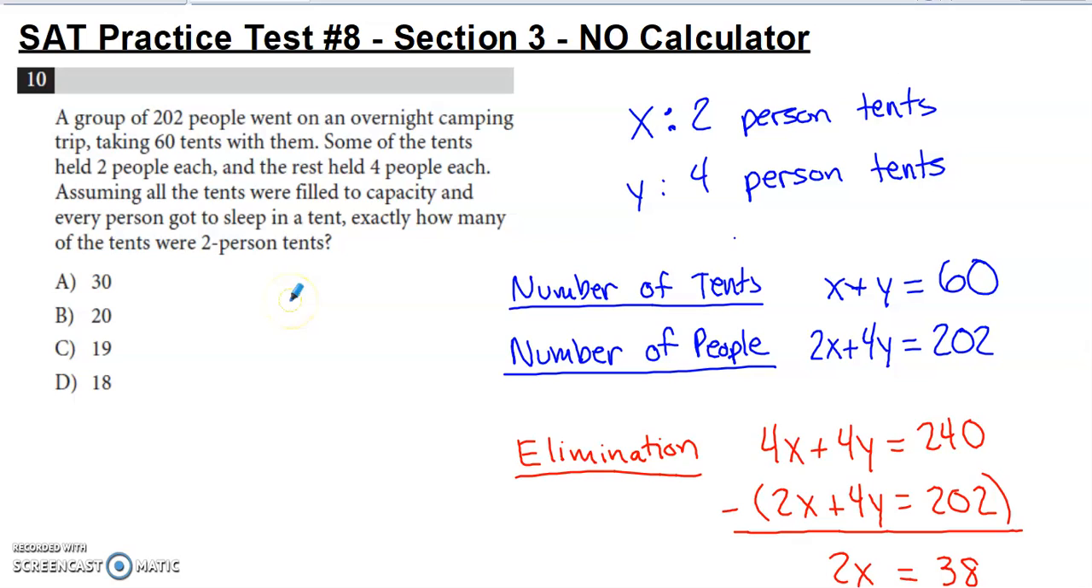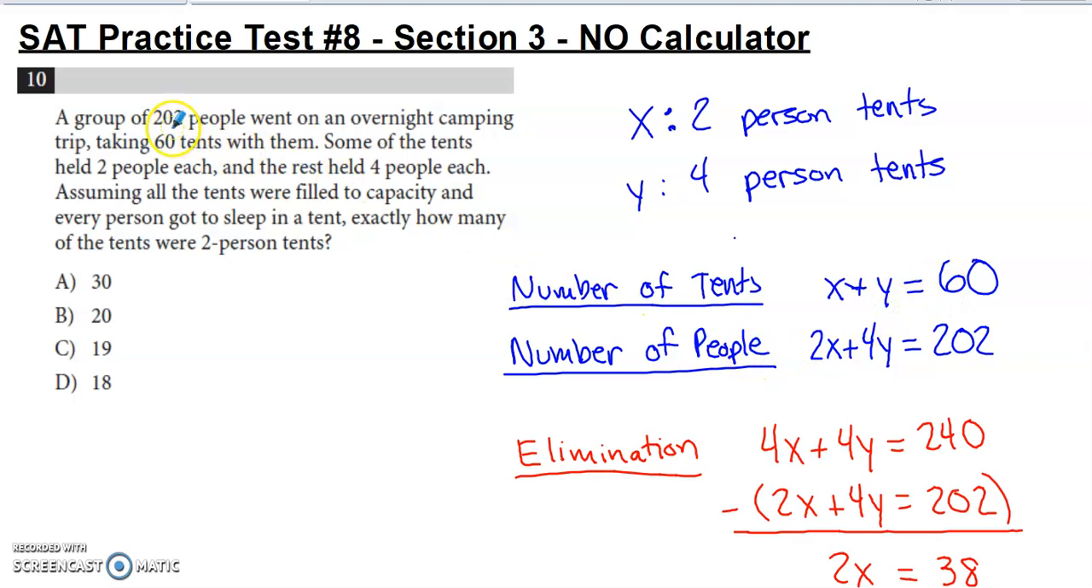Assuming all the tents were filled to capacity and every person got to sleep in a tent, exactly how many of the tents were 2-person tents? So what I think is, well, the two things that I don't know here are the number of 2-person tents and the number of 4-person tents. So I just picked x for the number of 2-person tents and y for the number of 4-person tents. I know the total number of tents that they take is 60. So if I add x and y together, I have to get up to 60 tents.